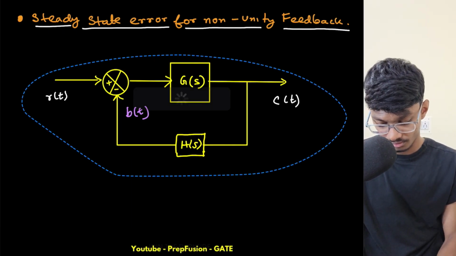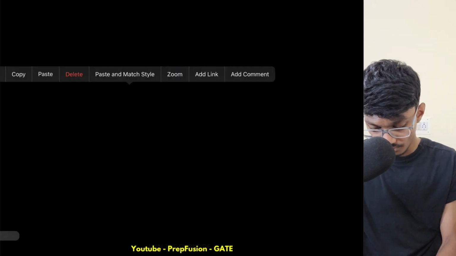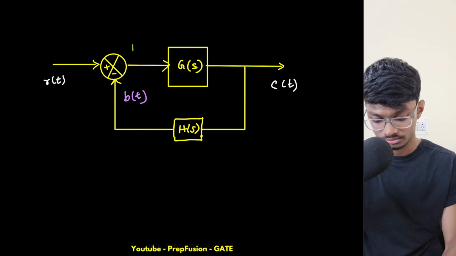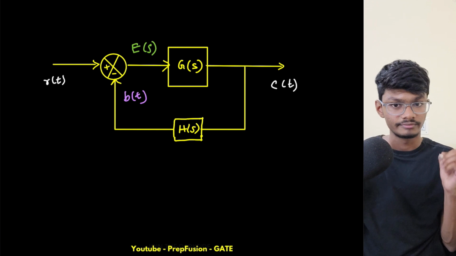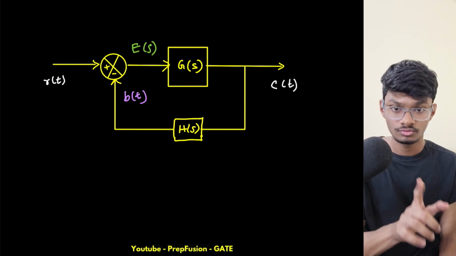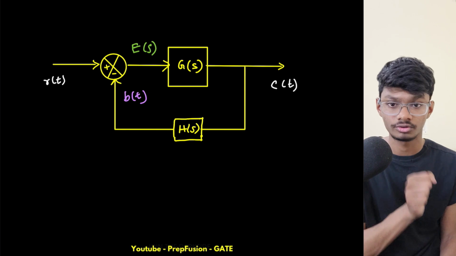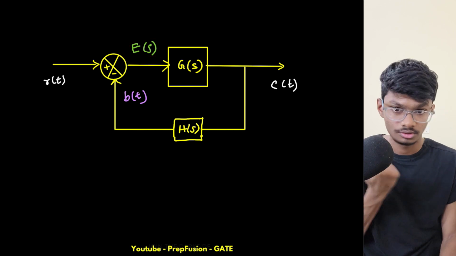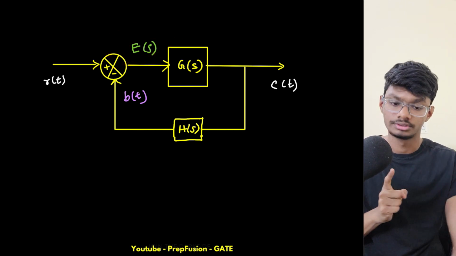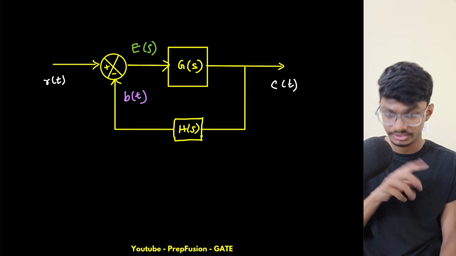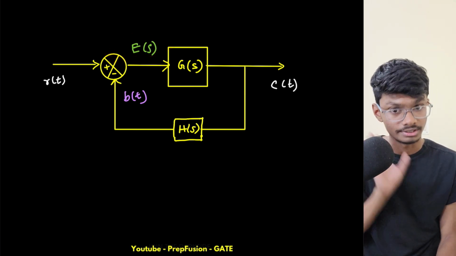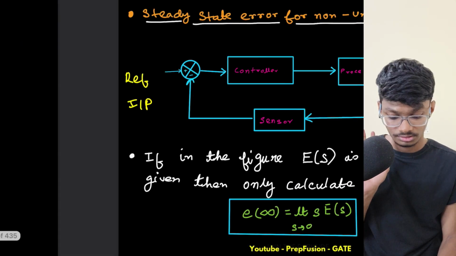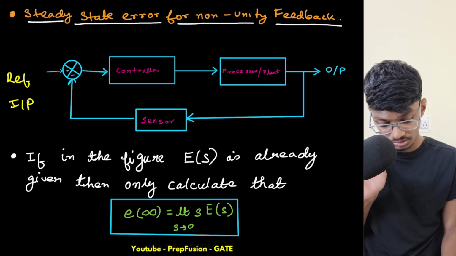Now, if in the question they have written this as e of s, and then they ask you to find the steady state error, then what will you do? Will you use this one, or will you just find this e of s and then do s e of s, limit s tends to 0? You'll do this one only. If in the exam they have given you e of s here and they want you to find the steady state error, then you will not use your brain. Just find this e of s.